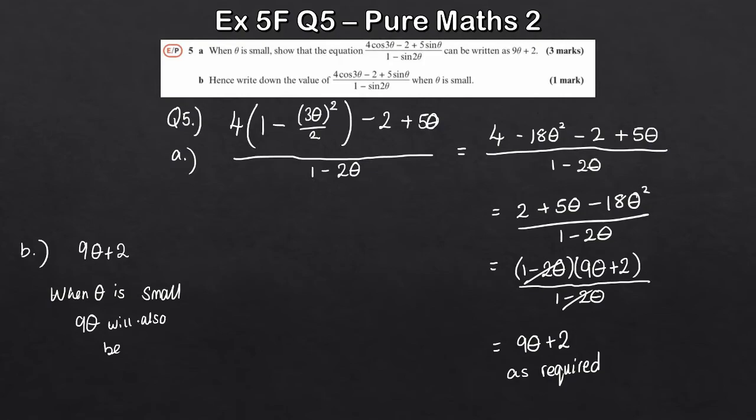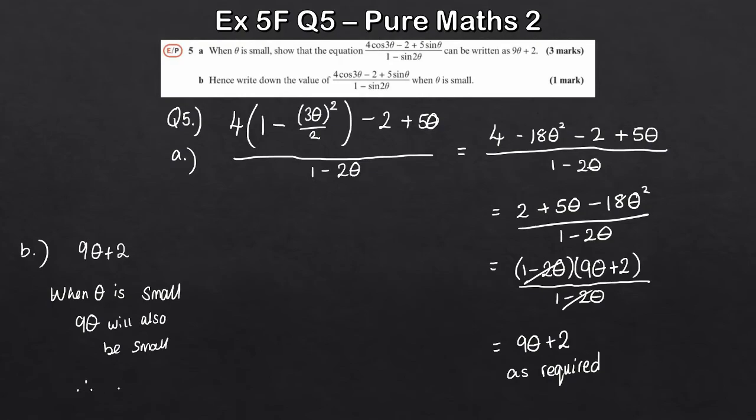So what we do is we just disregard it, because it doesn't really have an impact if it's that small, okay. So the idea with it being small is that we're just essentially considering it to be very, very close to 0, okay. So when theta is small, 9 theta will also be small.